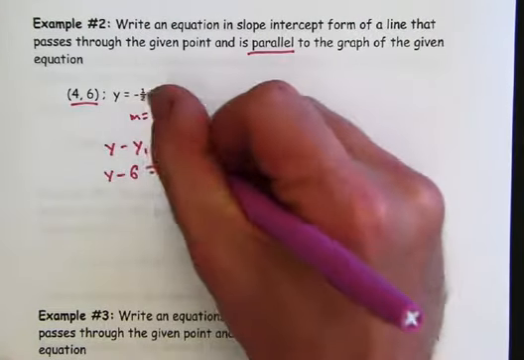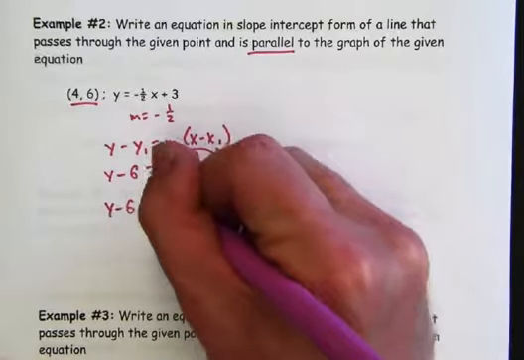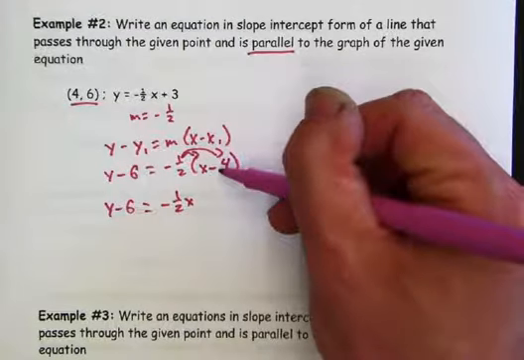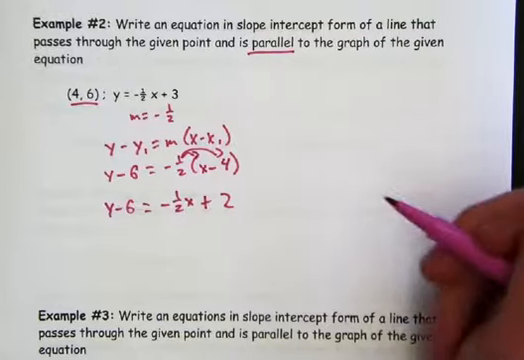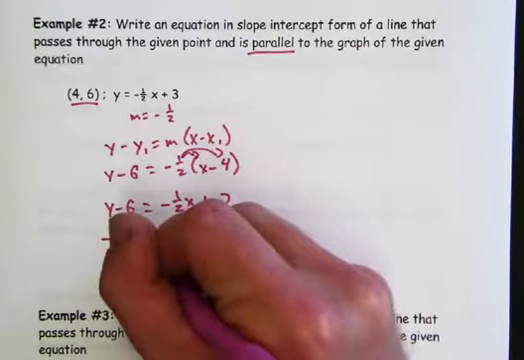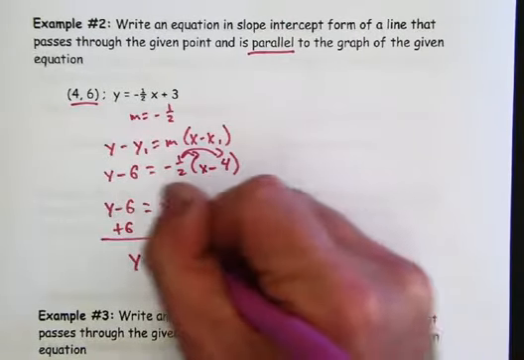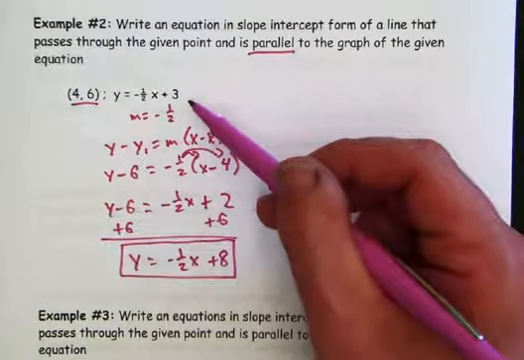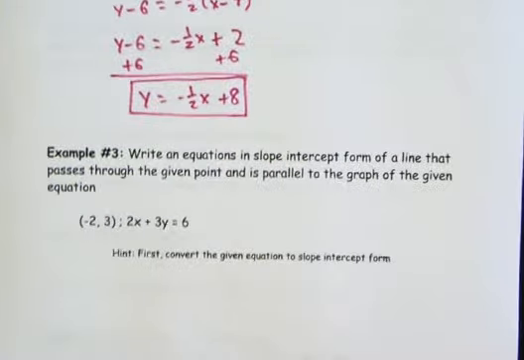Okay, we're going to distribute. y minus 6 equals negative 1/2 x, right? Negative 1/2 times x is negative 1/2 x. Now, negative 1/2 times negative 4 is positive 2, plus 2. I'm going to add 6 to both sides. I get y equals negative 1/2 x plus 8. This is the equation of a line that is parallel to y equals negative 1/2 x plus 3 and passes through (4, 6).